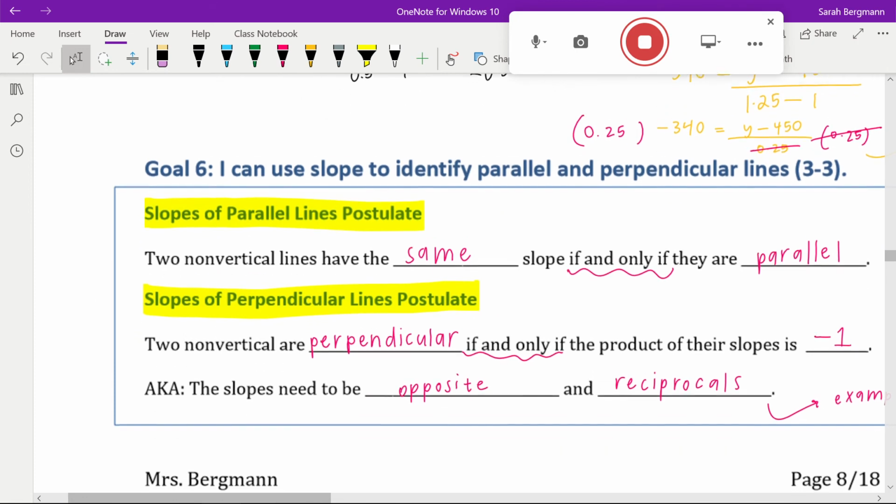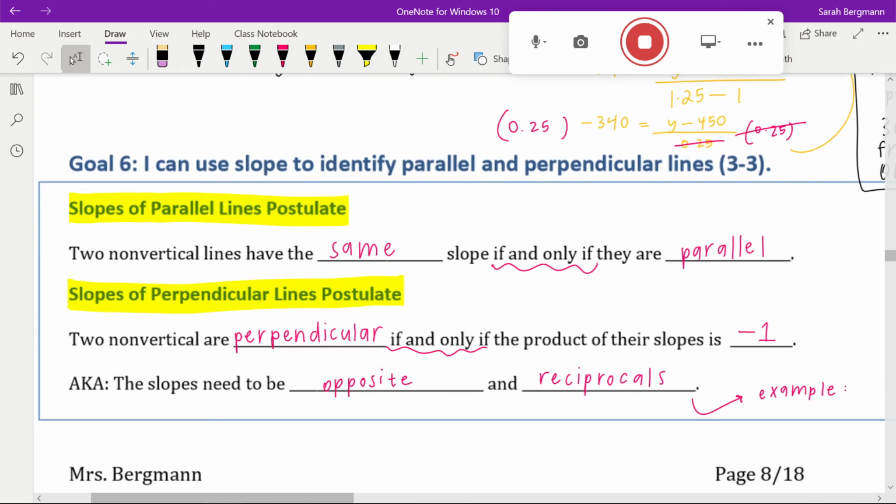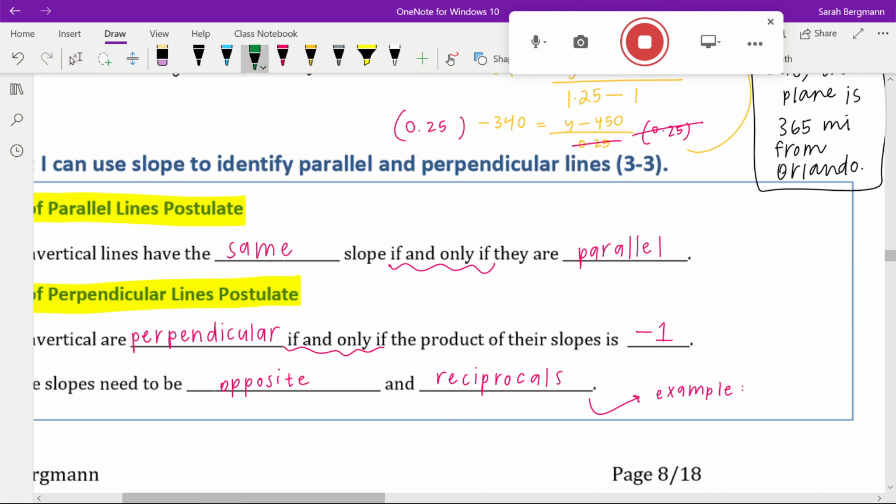All right, let's talk about the slopes of parallel lines and perpendicular lines. With parallel lines, they have to have the same slope. For perpendicular lines, the product of their slopes is -1. Basically, what this means is that the slopes have to be opposite and they have to be reciprocals. So, for example, if you had the slope -5/2, the slope perpendicular to that would be +2/5.